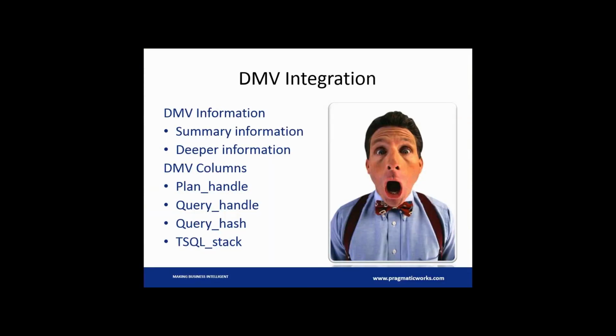Because DMVs give you some summary information, aggregate things out like query stats, or maybe you need to dig deeper to get to the plan, to take a look at an execution plan. You found your problem queries, well now let's see what that query is doing. And that is what you get through plan handles and query hashes.